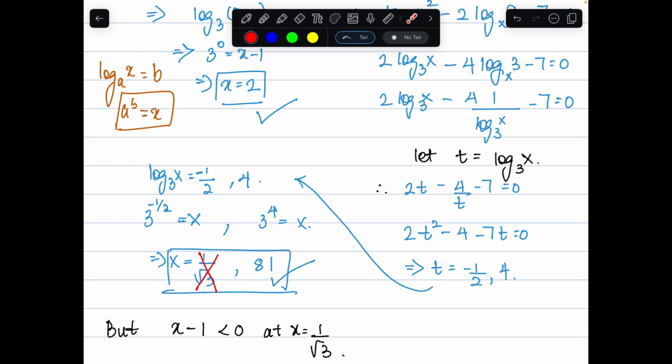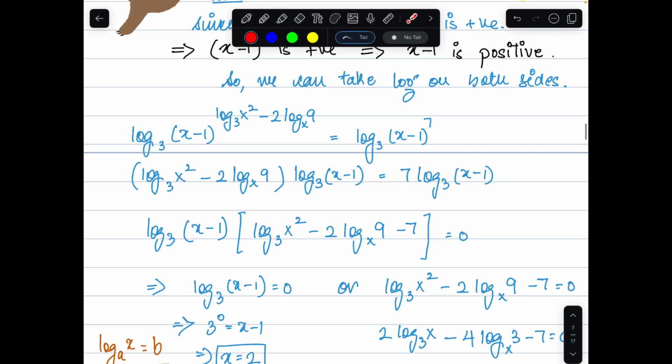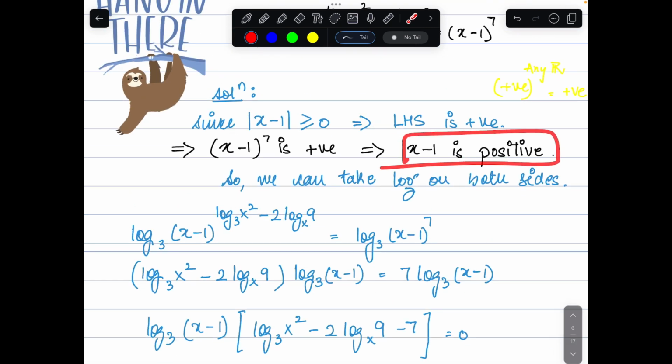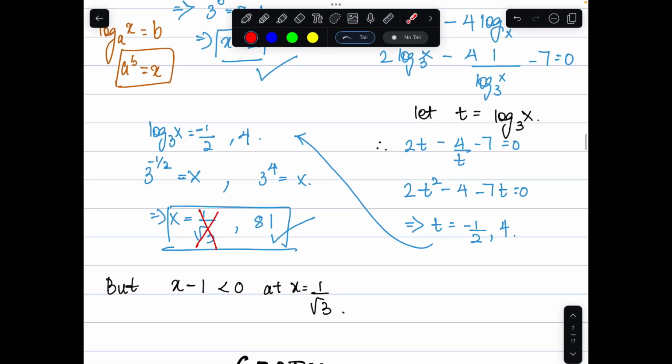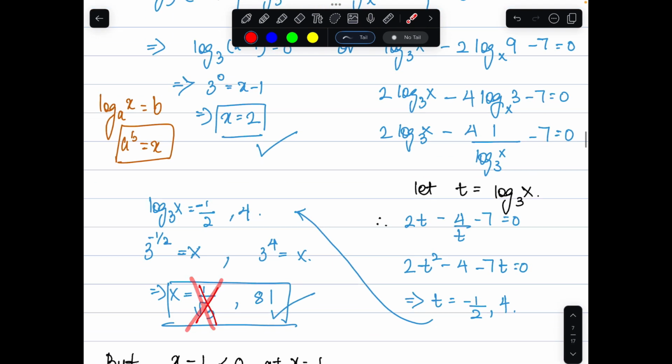Now we need to go back to the roots and see whether they are satisfying the initial condition that we got from the equation. And we got that x minus 1 has to be positive, but at x equal to 1 by root 3, I will get x minus 1 as negative, and thereby I am eliminating this answer, that is rejecting it. So we have two answers over here, x is 2 and x is 81.